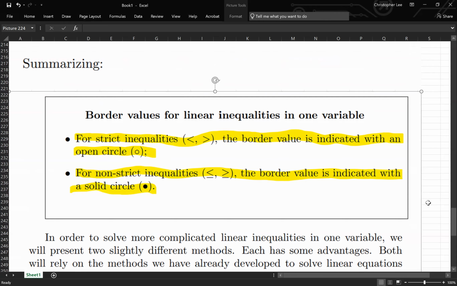It's okay. So, border values for linear inequalities in one variable. For strict inequalities, less than, greater than, the border value is indicated with an open circle. For non-strict inequalities, less than or equal to, greater than or equal to, the border value is indicated with a solid circle. Right?